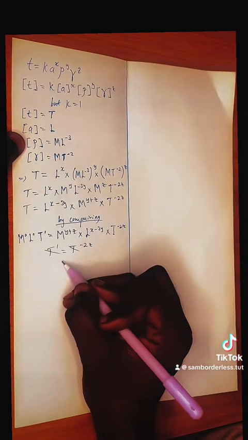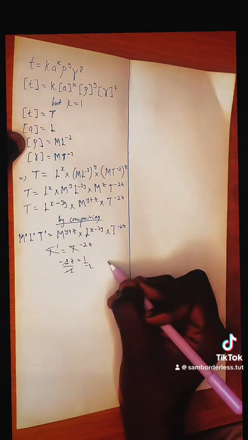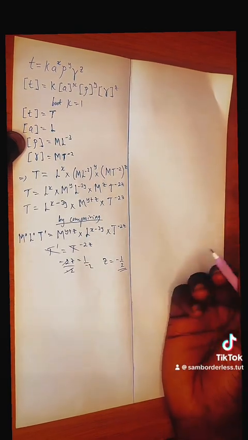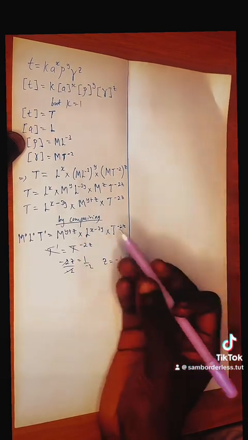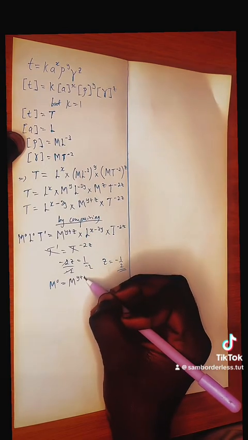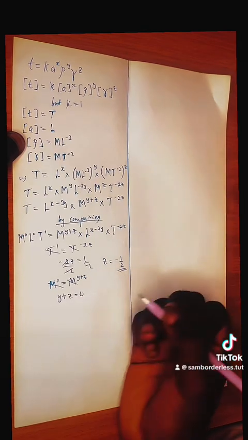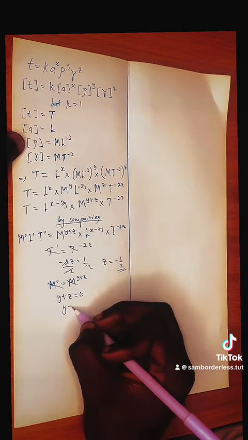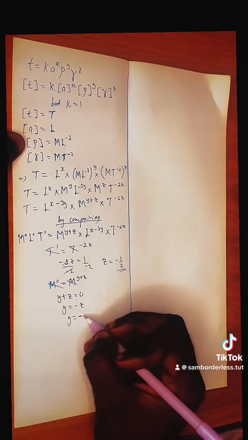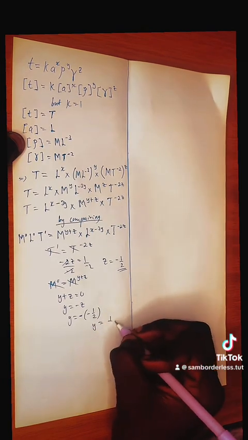This and this will cancel. So minus 2z is equal to 1. Divide both sides by minus 2. That means our z is equal to negative 1 over 2. We got z. So we can also proceed to find y from M. M to the power 0 will be equal to M to the power y plus z. This and this will cancel, so it means y plus z is equal to 0. So then y would be equal to negative z. Now the value of z is minus half, so y will be equal to minus into negative half, and that means y is just 1 over 2.